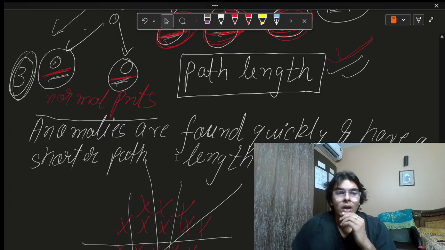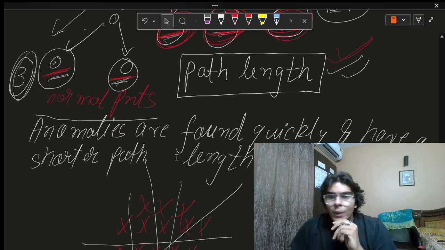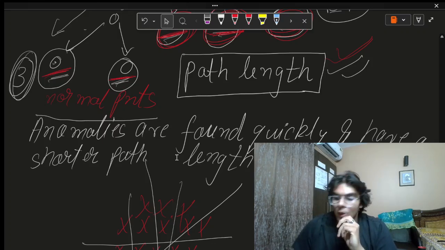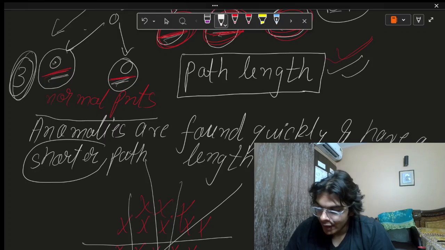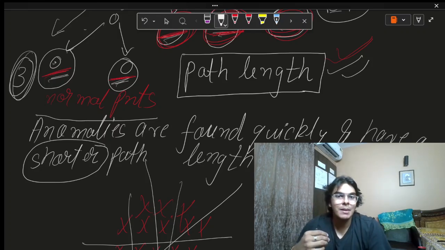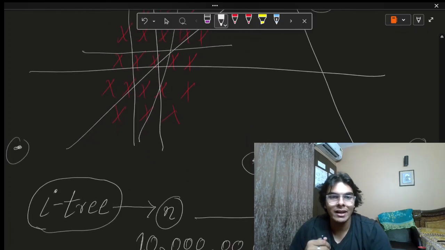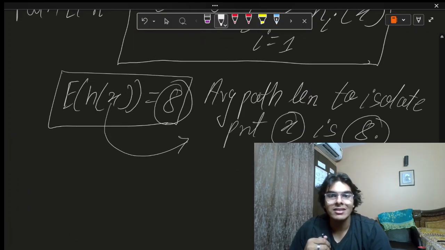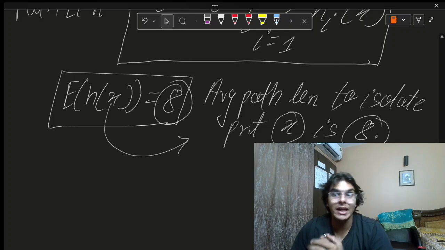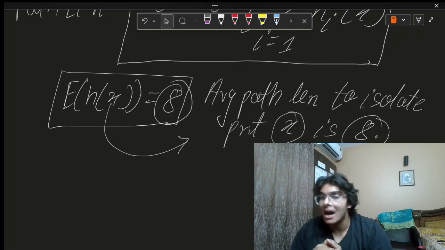See, what I wrote was anomalies are found quickly and have a shorter path length. Okay, so what does this shorter mean? It means that it is shorter than some other path length. So I have to compare it to another length. When I am getting this value 8, how can I say this is shorter when I have no baseline to compare it against? I need something to compare it to, to say whether 8 is a high enough value or a low enough value.